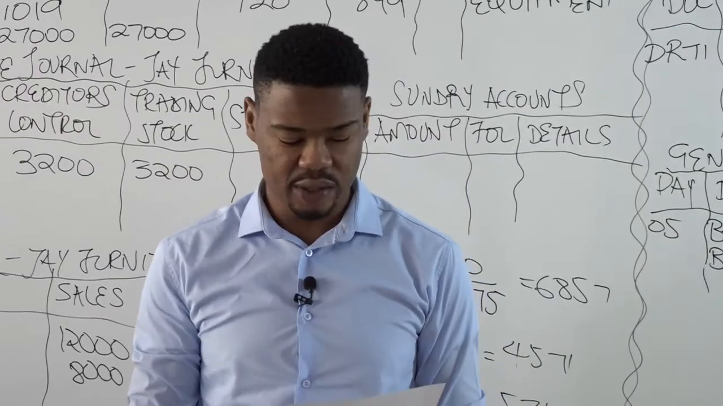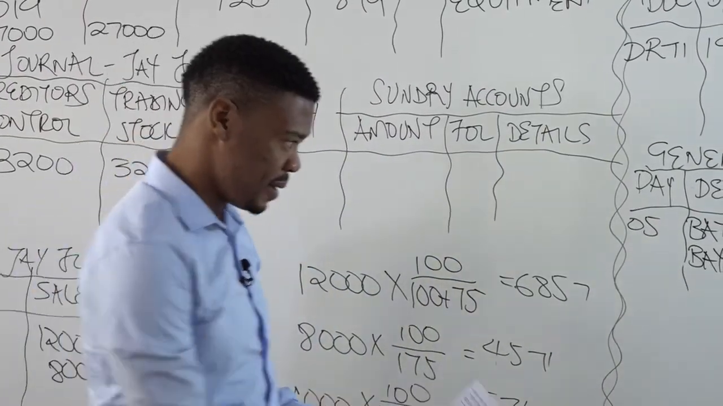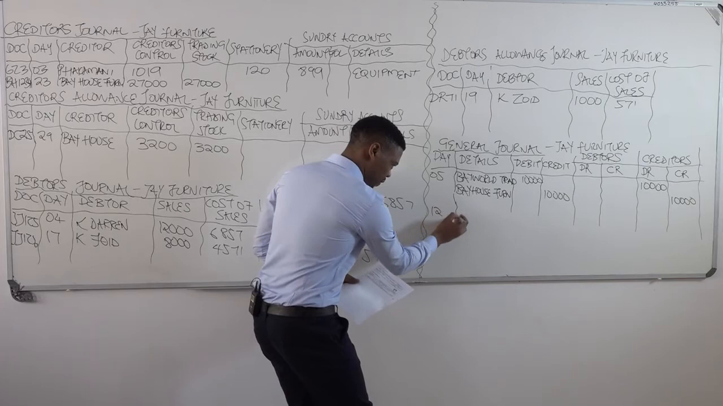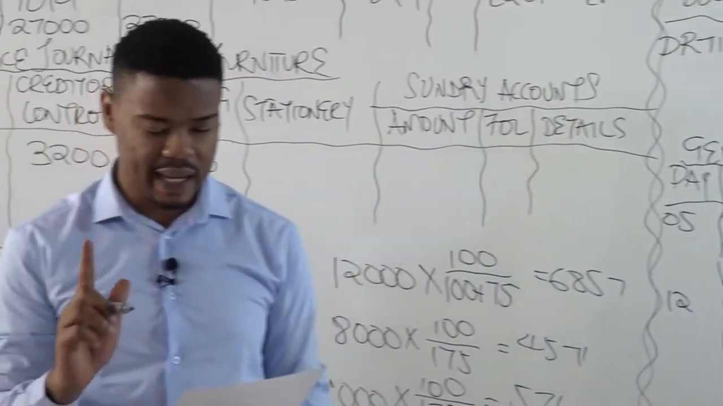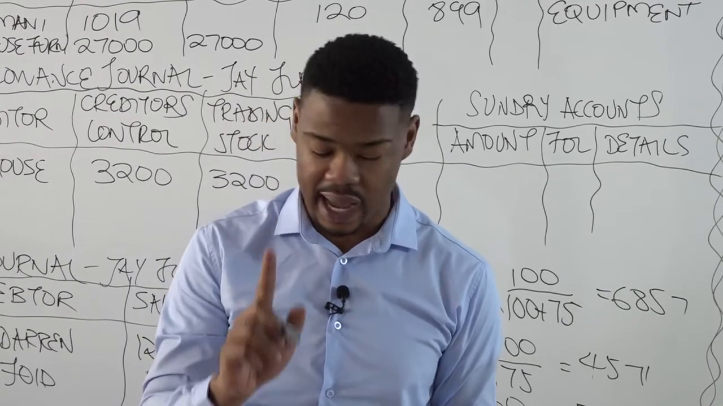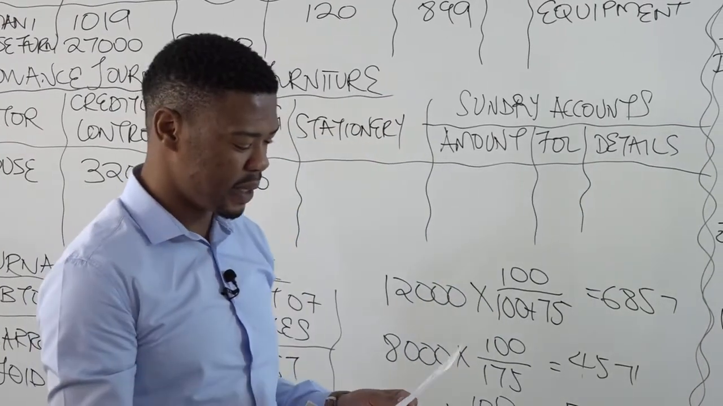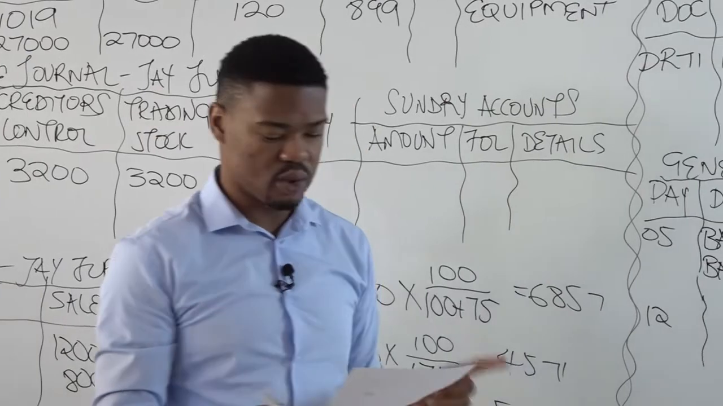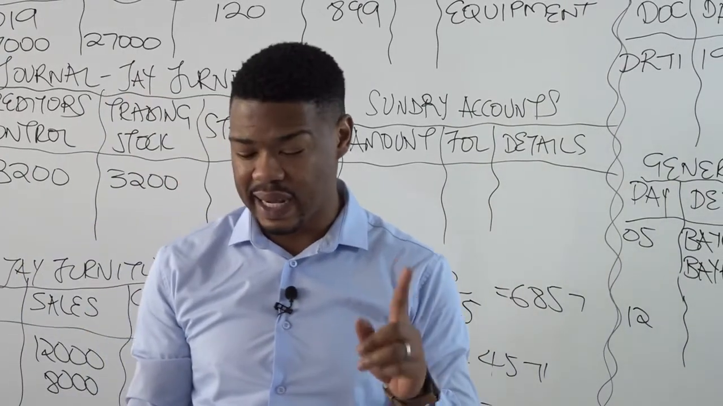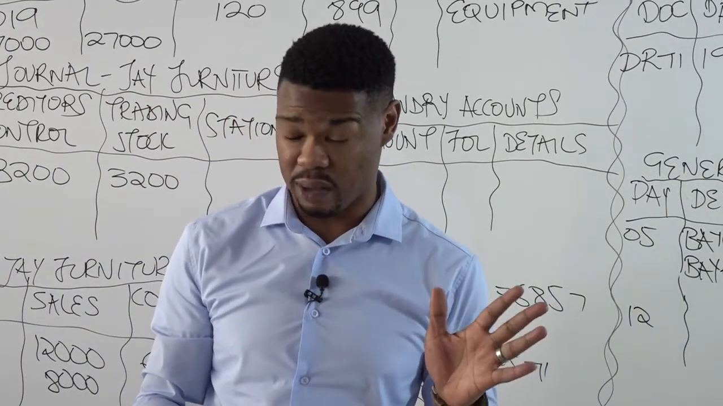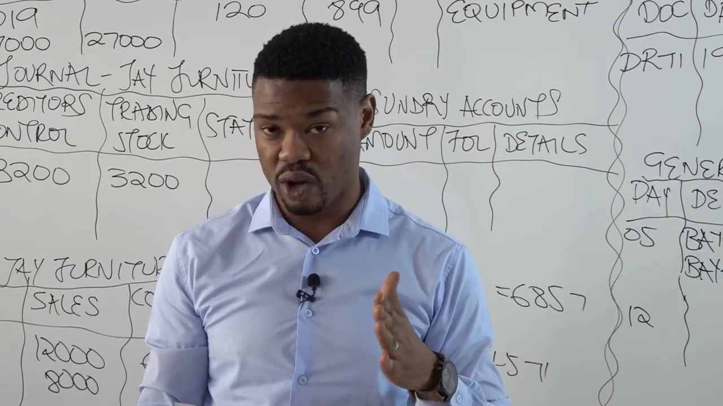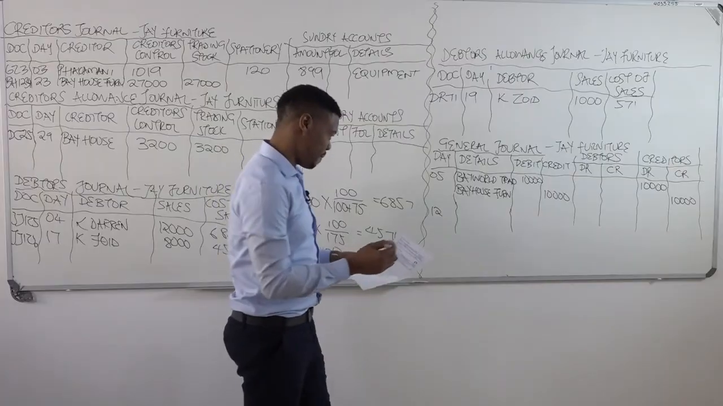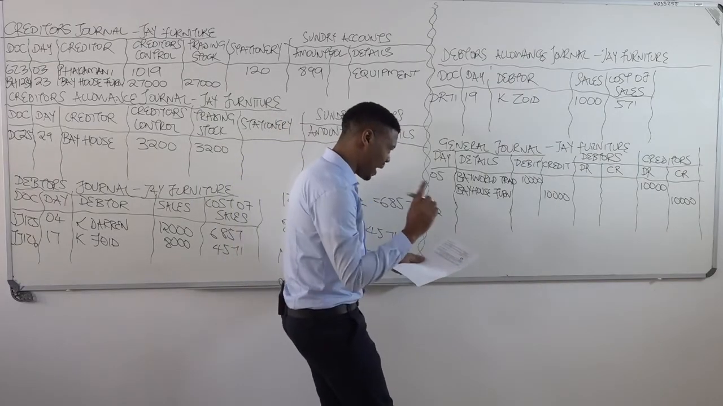I'm going to do one last transaction on the 12th of September. The transaction detail says you must add interest to the account of debtor B Desmond. When you are adding interest to an account, that means you are increasing that debtor's account. So remember, debtors are supposed to increase on the debit side. This is now knowledge from your accounting equation.